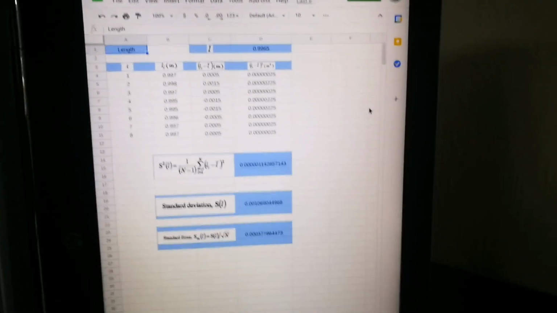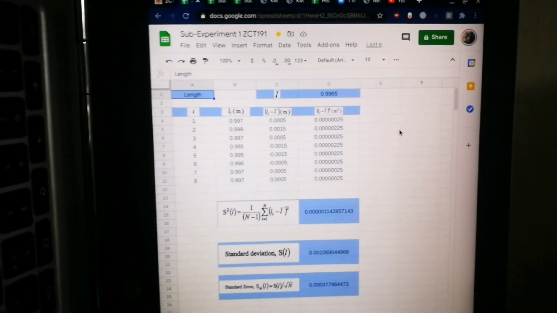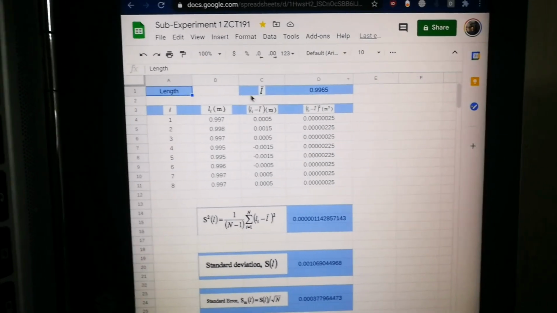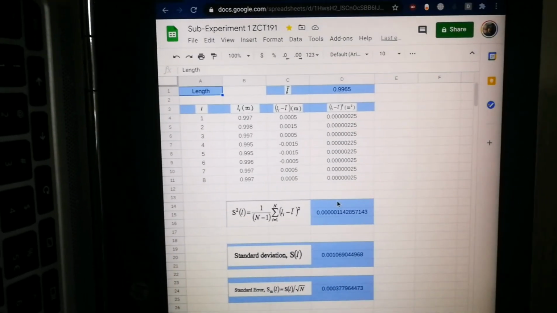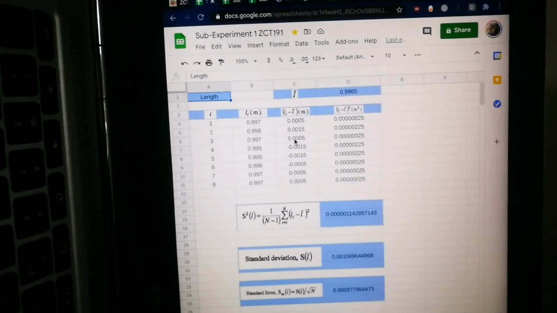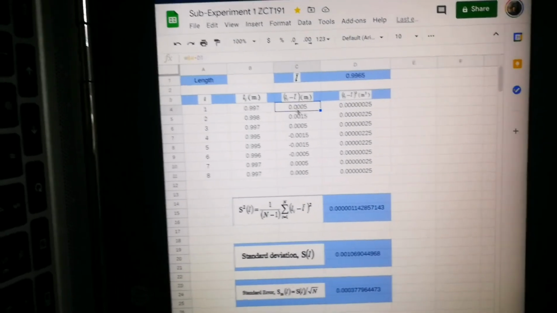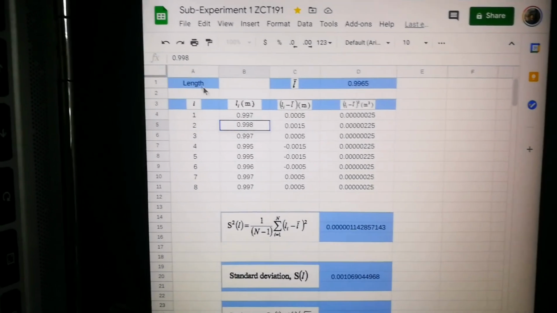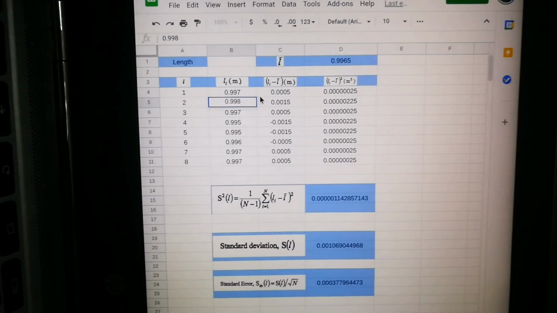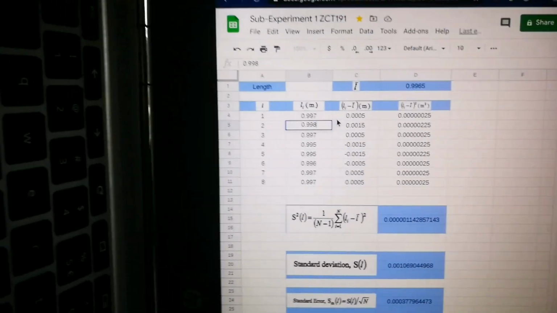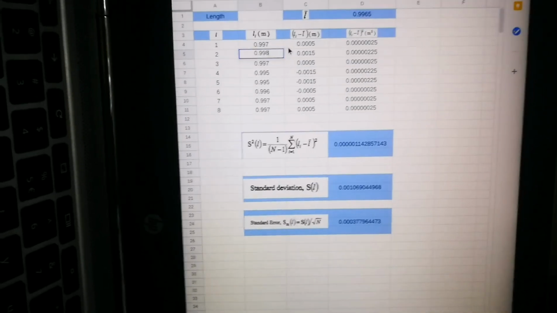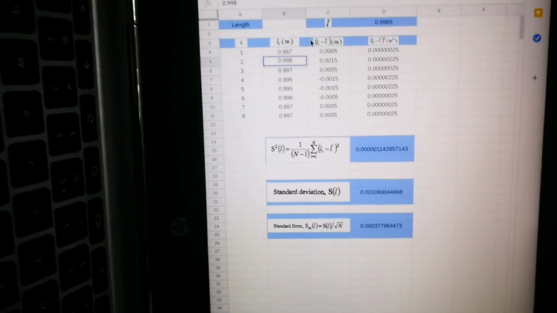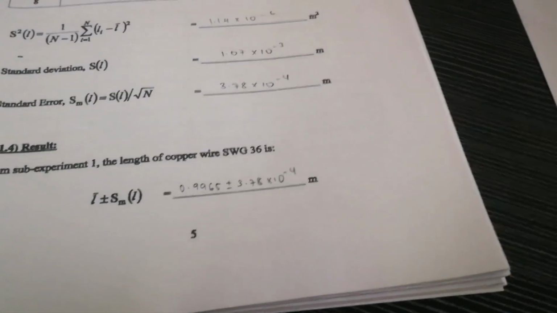This is the Excel that I use for calculation. As you can see, I have the average length. I have all the data, and all the calculations are done here. And then we have the standard deviation and standard error, and this is what the result looks like for the length.